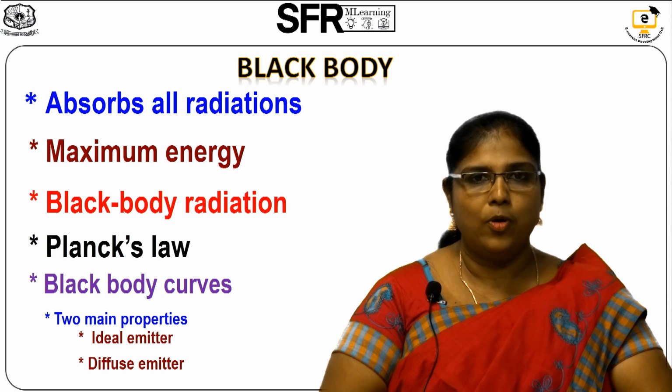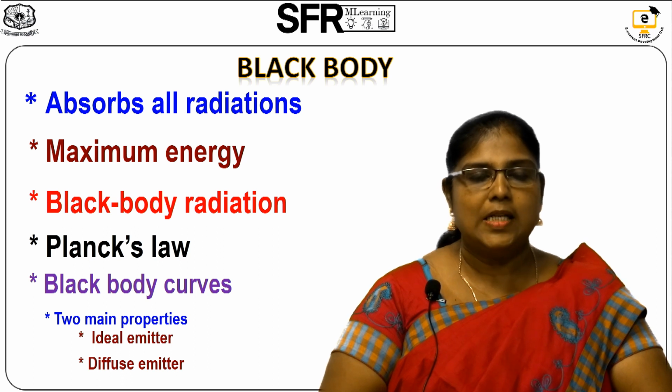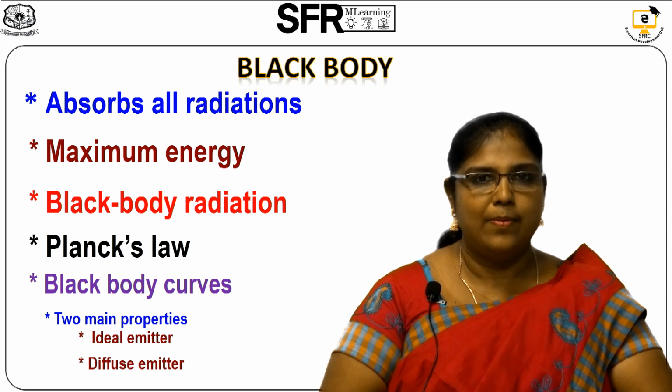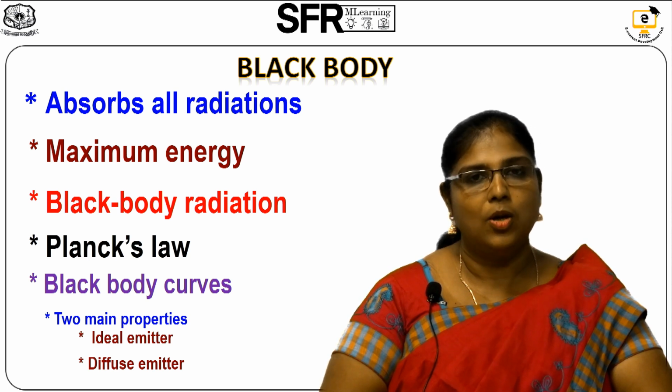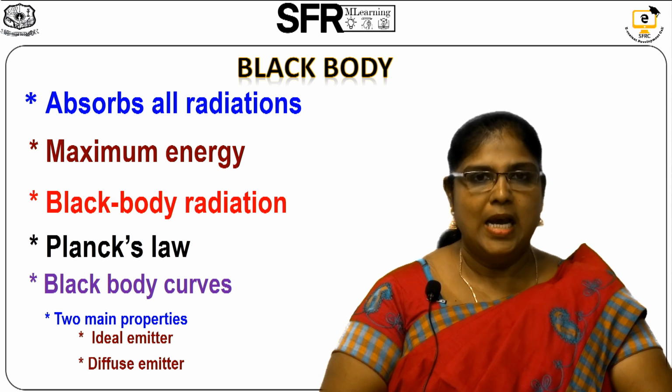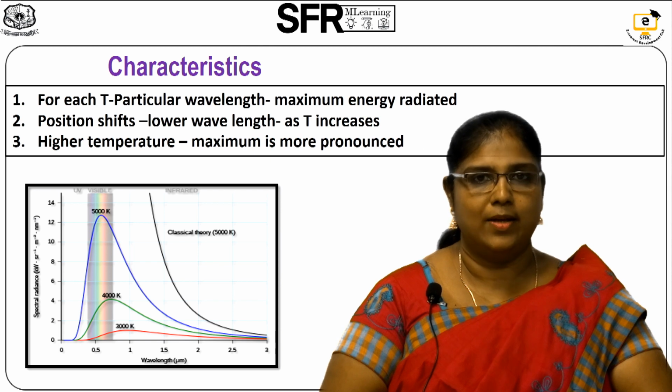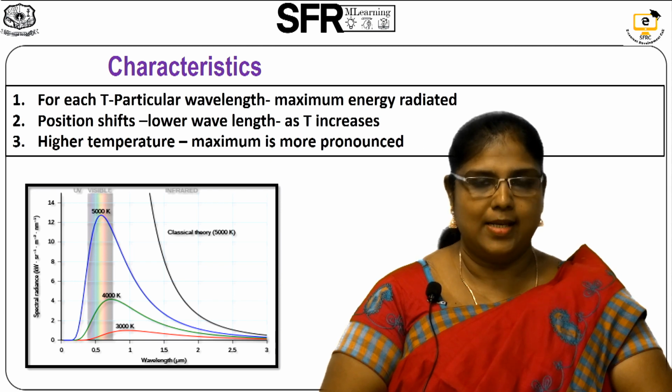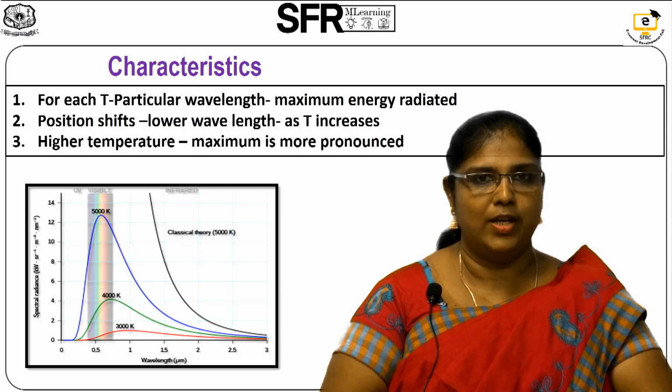There are two main properties of this black body radiation. A black body is an ideal emitter and it is also a diffuse emitter. It is called an ideal emitter as it emits almost all the energy it has absorbed, and a diffuse emitter as it emits the radiation isotropically, that is, radiation is emitted in all the directions uniformly. A curve is drawn by plotting the energy density on the y-axis and wavelength on the x-axis, and these curves are called the black body curves.